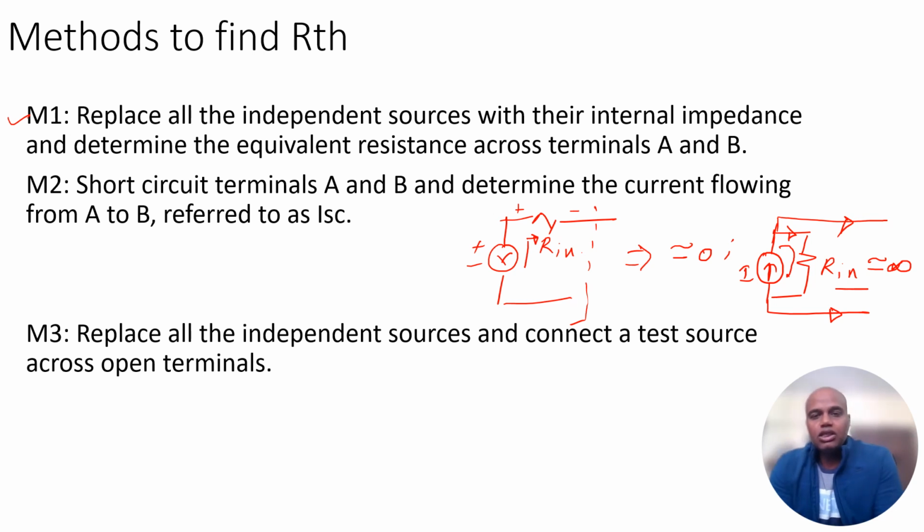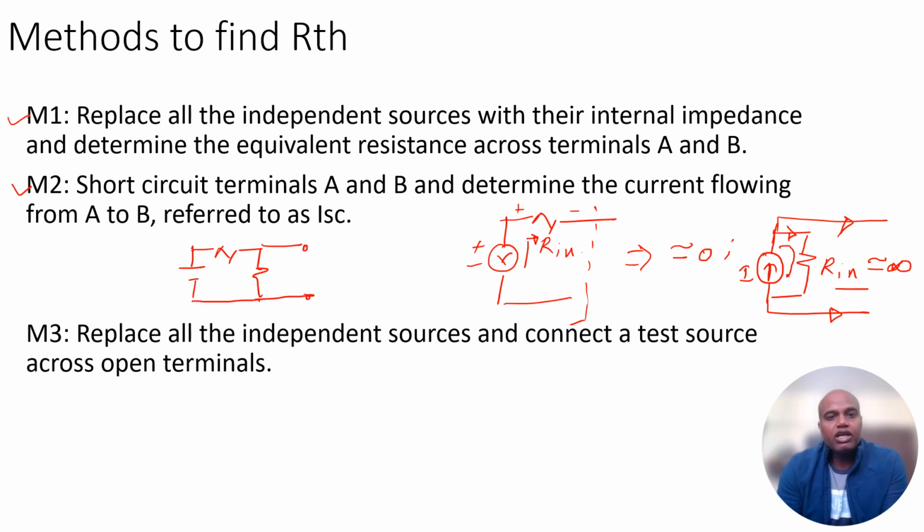So while replacing the sources to find the Thevenin equivalent circuit, the voltage source becomes a short circuit and the current source becomes an open circuit. It is not that we are shorting or opening something; we are just replacing the sources with their internal resistance. So this is method 1. In method 2, this is the method to find RTH, let's say we need to find a Thevenin equivalent circuit for this.